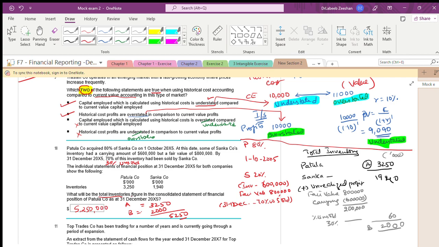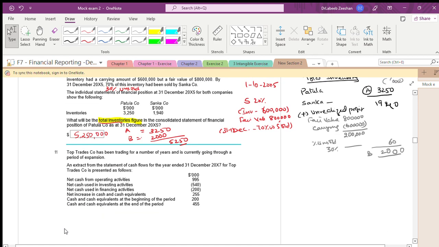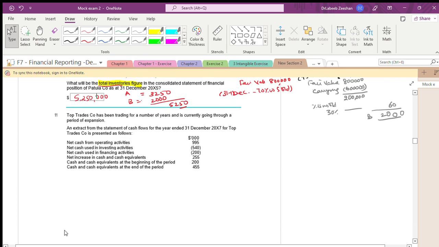They are asking only what is the unsold, is it right? By December, the individual store, what is the total inventory? They say what is the total inventory to be shown. Total inventory of the parent company and the unsold inventory of the subsidiary company. How much? 5,250. Are you okay about this?